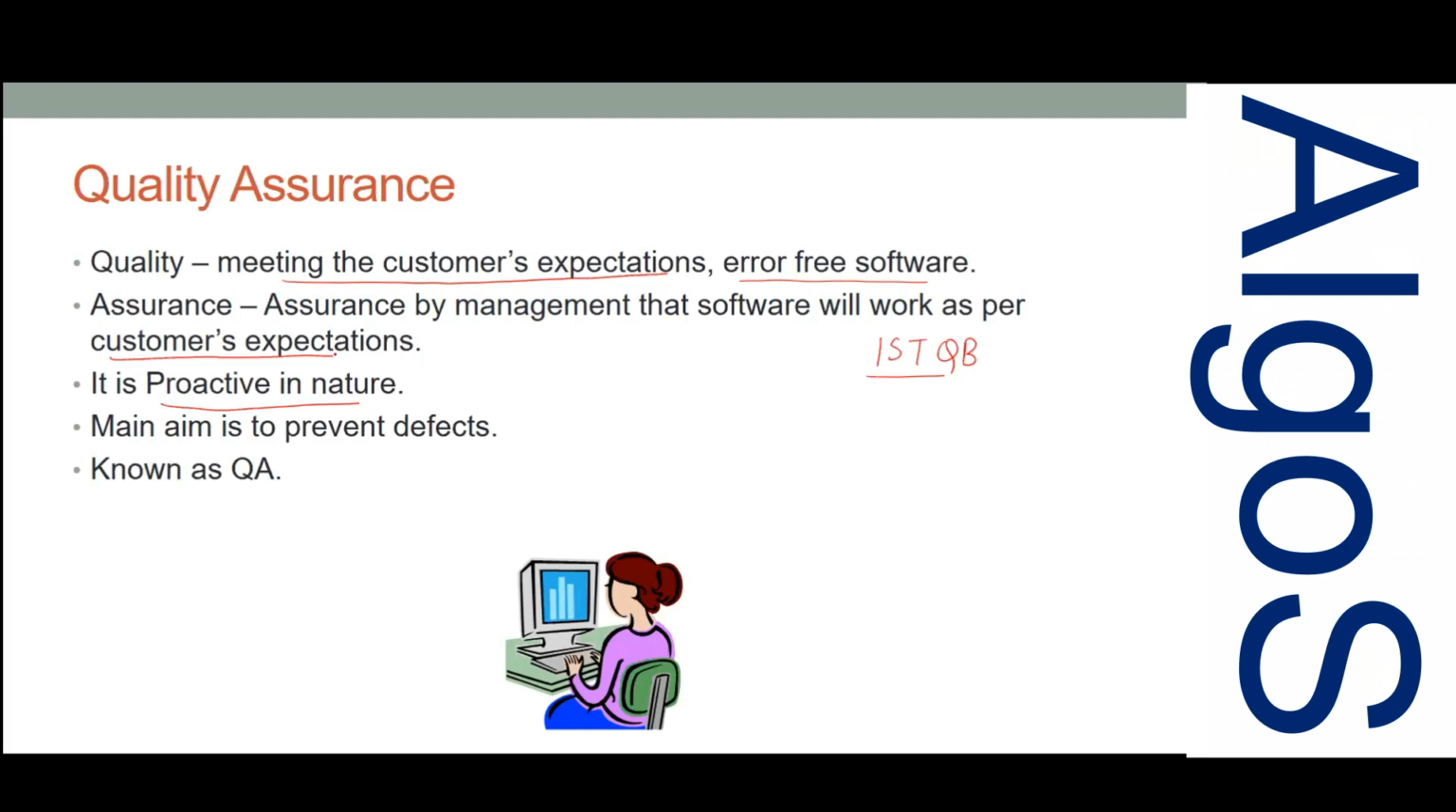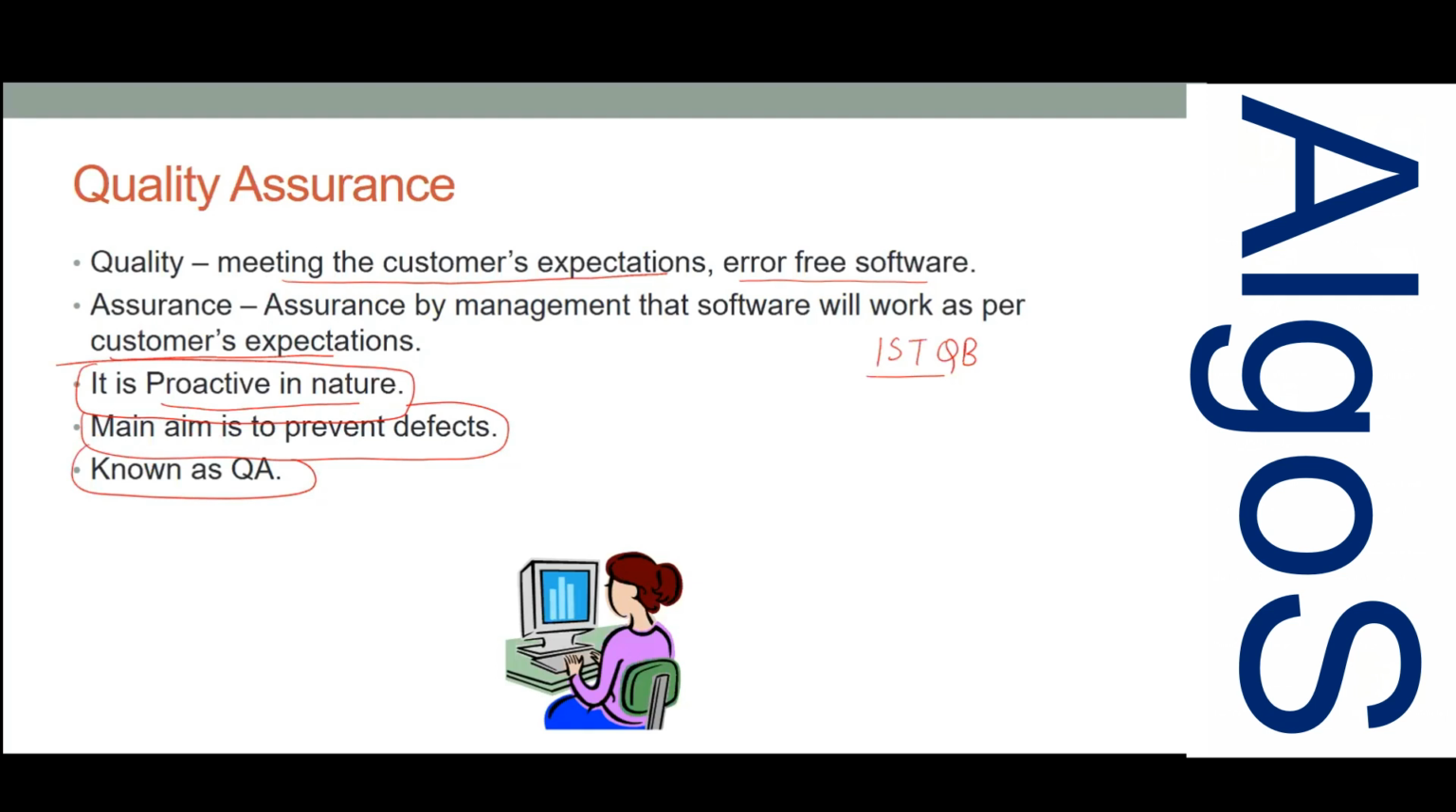So quality assurance is a process which is proactive in nature. You establish the processes. The main aim of quality assurance is to prevent defects from occurring. So your main aim in quality assurance is that the defects do not occur in the first place, right? That is the main aim of QA. And this process is known as QA, quality assurance.